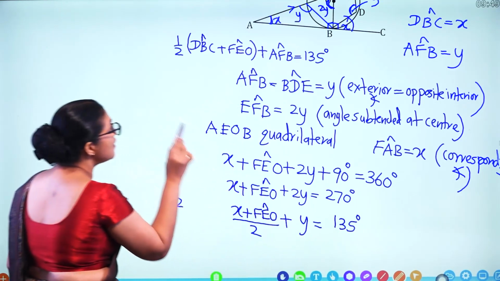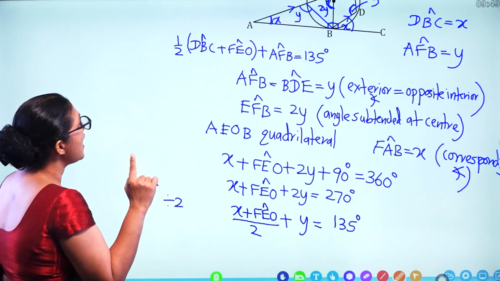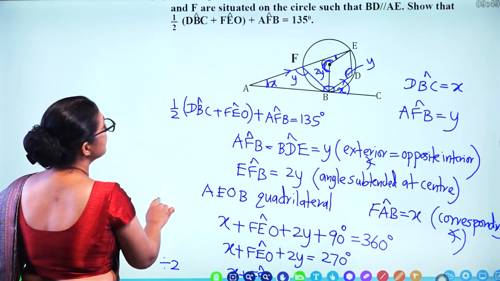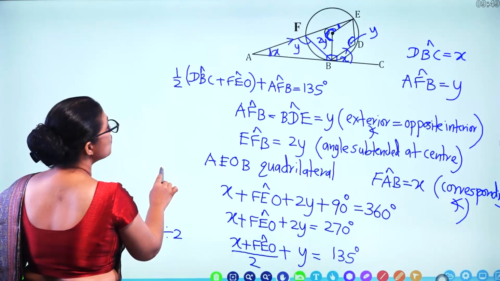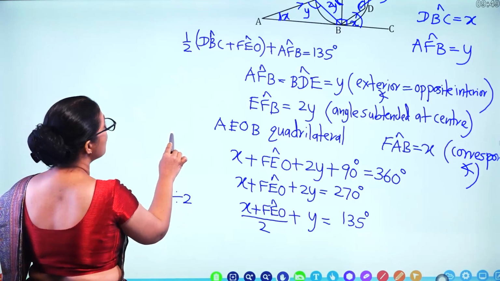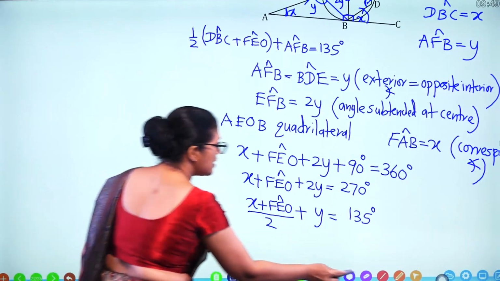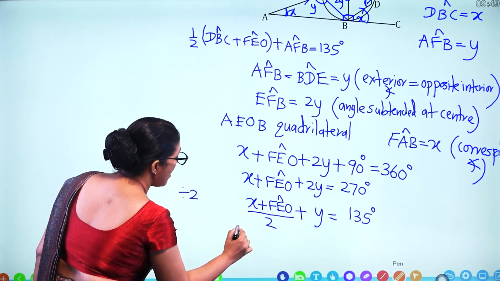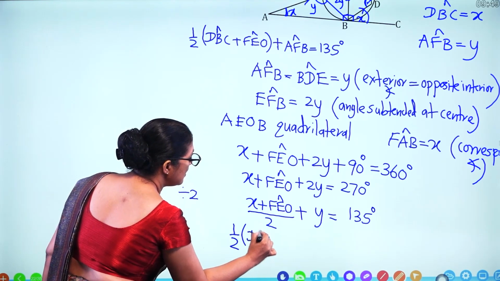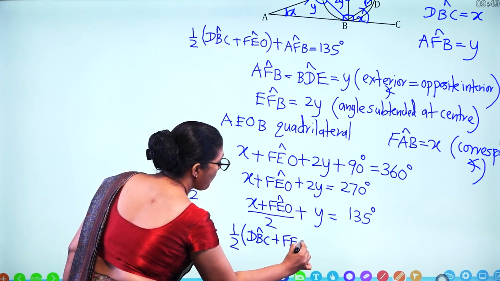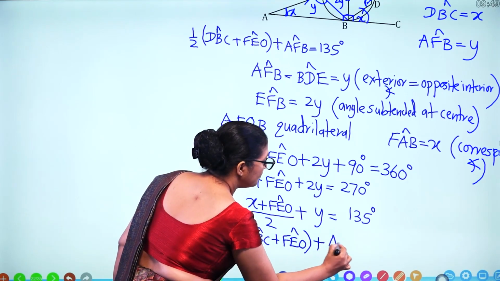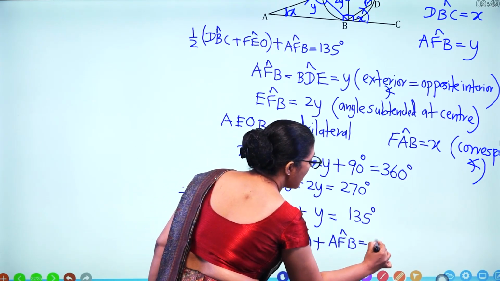Now we'll see whether we are getting the angles. What is X? X is DBC. And what is Y? Y is AFB. So instead of this we can write DBC. So X is half. Here I can write DBC angle plus FEO plus Y I can write AFB equals 135.